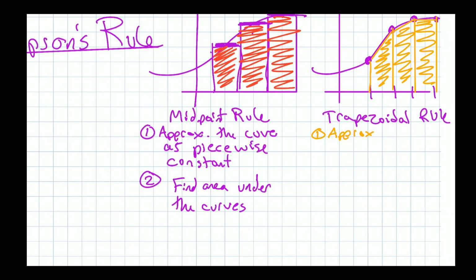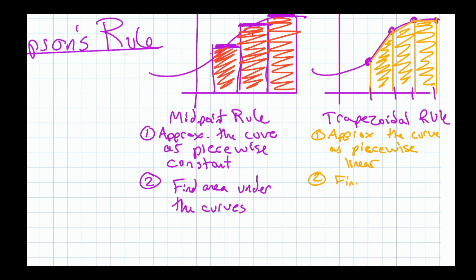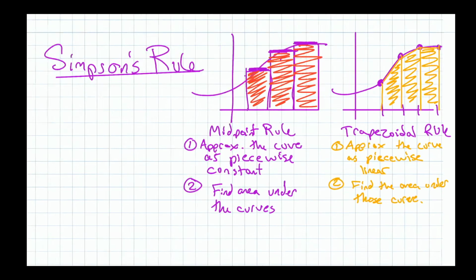So we know that, but if you think about it, what we were doing was we approximate the function, so not the integral yet, approximate the curve as piecewise linear, right? So instead of being constant, level, they're lines, but they're slanted lines. So approximate the curve by piecewise linear, and then we were finding the area under those curves. And that does a better job, right? So the trapezoidal rule does a better job of following the function.